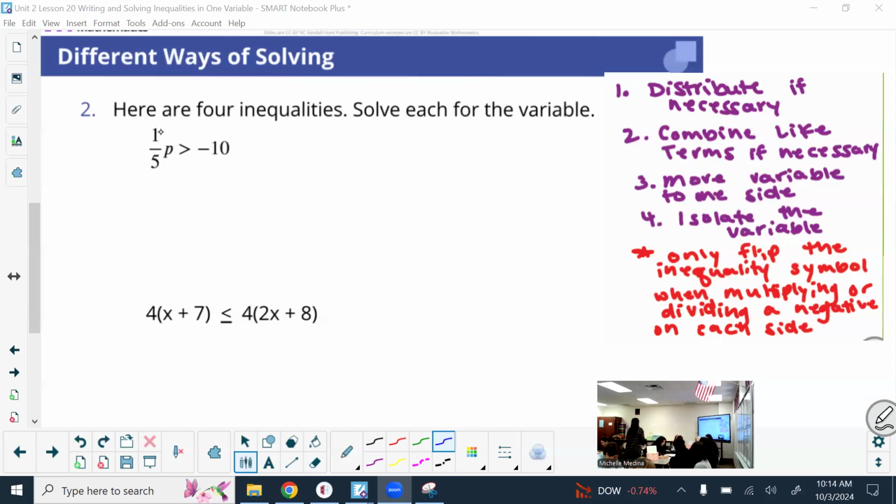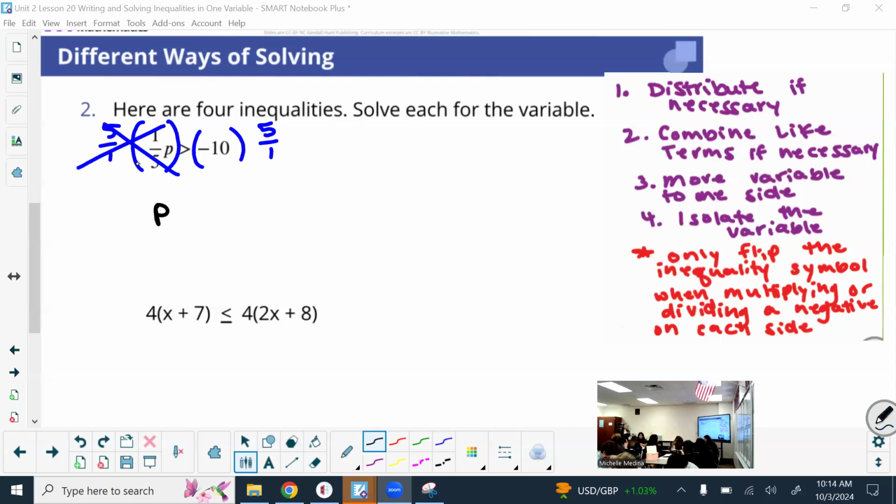How do I cancel out this 1/5 times p? Multiply by the reciprocal. If you also said you divided each side by 1/5, great. Hopefully you use a calculator to do that for this one. But if you're multiplying by the reciprocal, that's the same thing. It cancels this out to where it's just p on the left.